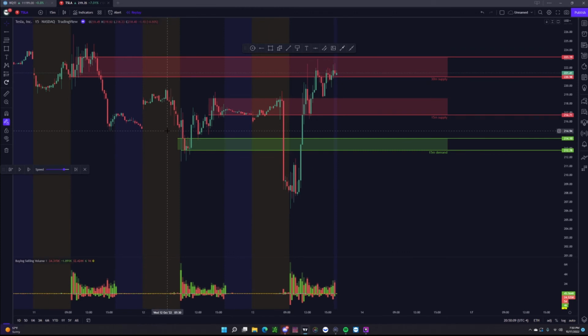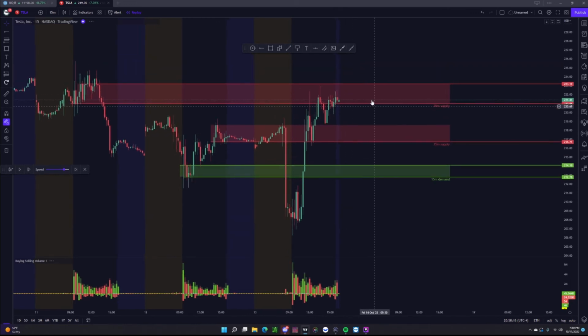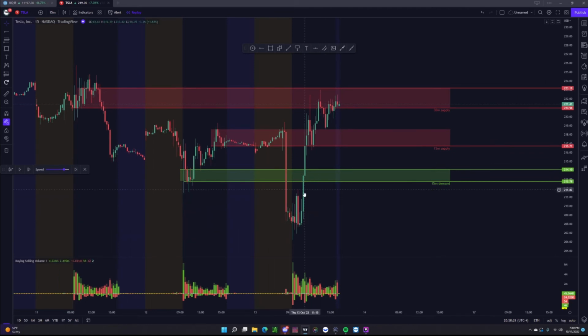Okay, so on a 15-minute, right, because this is a 15-minute supply, 15-minute demand, and 30-minute supply. On a 15-minute zone, you can see how we blew past this demand. We went all the way up to the 30-minute supply, came back down, hit the 15-minute supply, which, like I said, acts as a demand now, right? And then it went back up, hit the 30-minute supply, and sold. The 30-minute supply zones are where your sellers are at. So you can clearly see how we hit this and a bunch of selling. We hit this and a bunch of selling.